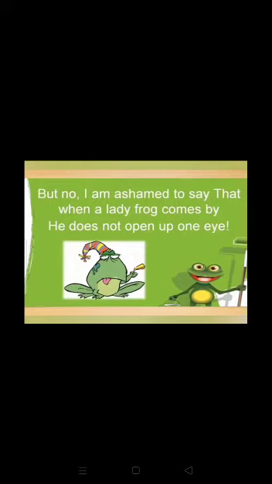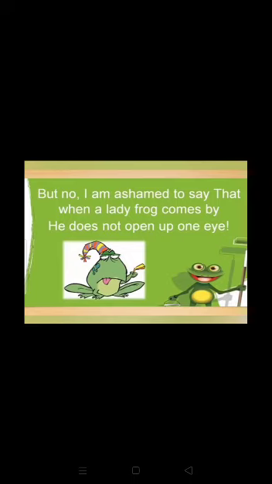Now who is I over here? The writer, who is anonymous in this poem. That means it is not known to us. He feels very shameful to say that when a lady frog comes nearby, Fred does not observe and does not pass any reactions by opening his eyes.